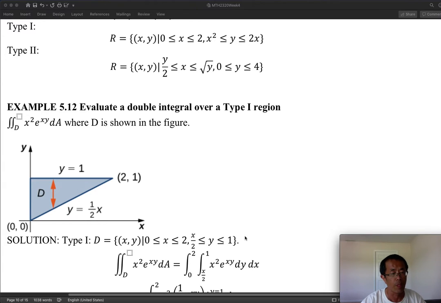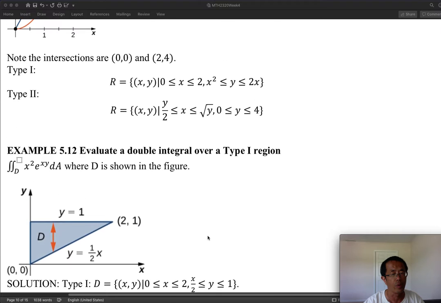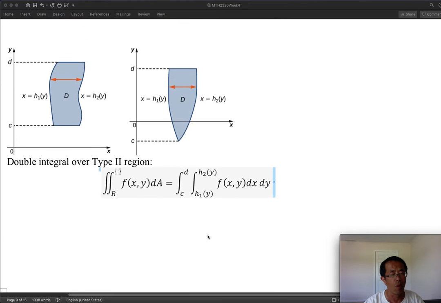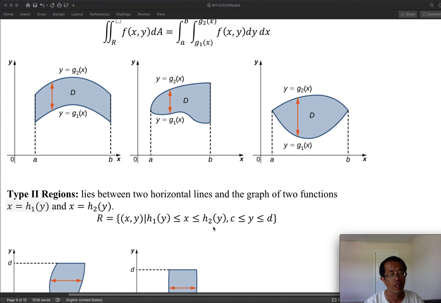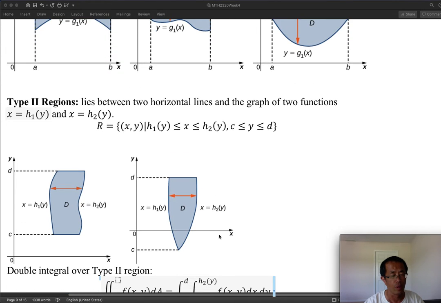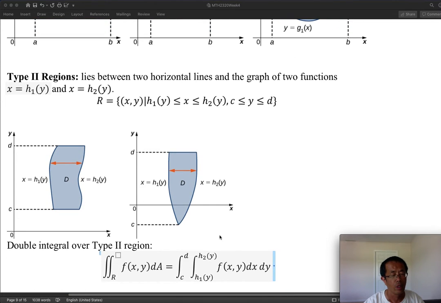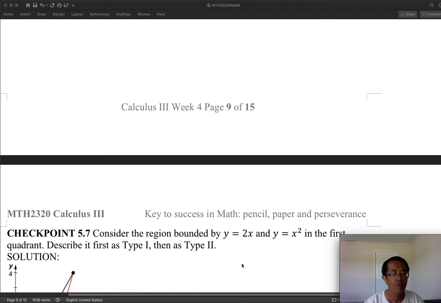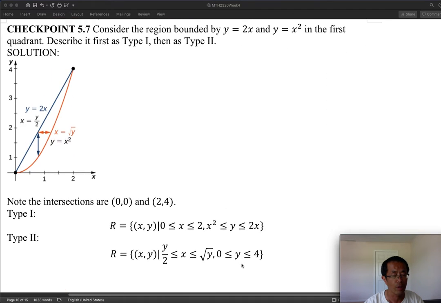Everyone, welcome back to Calculus 3. It's all about double integrals for now. And for a double integral over a general region, we said there are so-called type 1s and type 2s. And accordingly, the double integral should be evaluated in different ways. How about we work on one example from the text again.